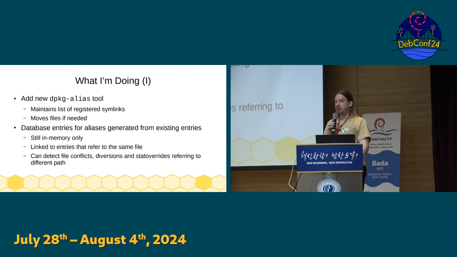That is still all in memory. Overhead is minimal, although building the database is a bit slower if it's not already cached, but it's almost not noticeable. Yeah, we link all the files that refer to everything. We can detect with no extra overhead file conflicts, diversions, stat overrides that refer to a different path.